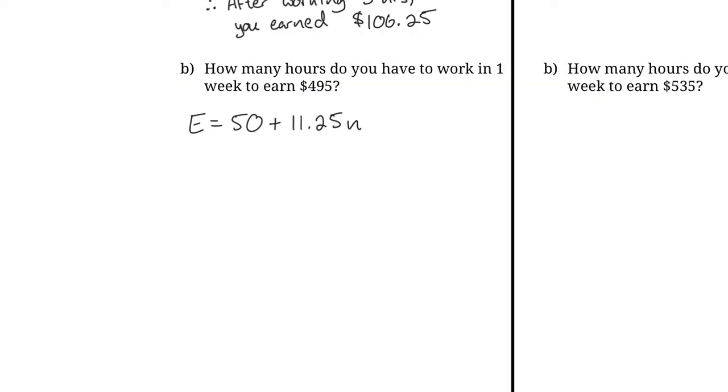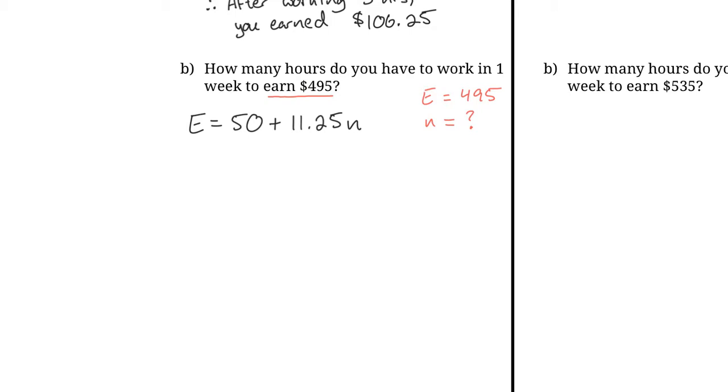Here's part B of this question, and we're still using this exact same equation. I haven't changed anything, but the only difference here is that this time N is not equal to 5 anymore. It's a totally different scenario. This question says, how many hours do you have to work in 1 week to earn $495? We're still using our equation to solve this question, and we still have our two unknown variables. This time we're given the amount of dollars that you earn in a week. So E is equal to $495. And this time we're trying to find out how many hours you work this week.